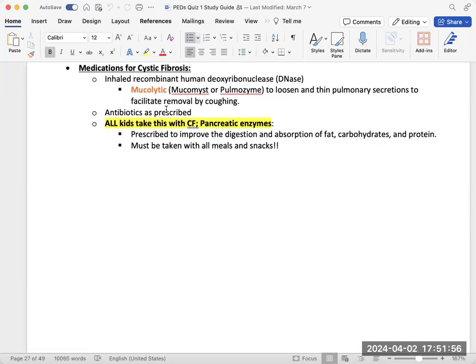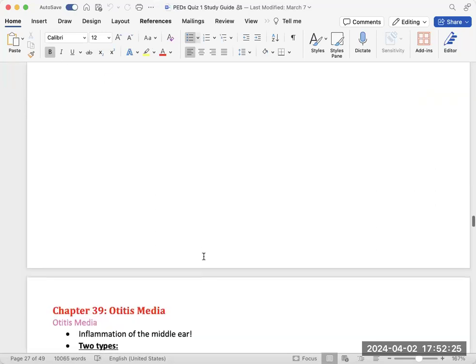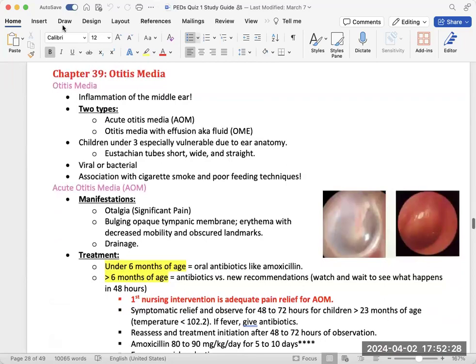And all kids with cystic fibrosis take pancreatic enzymes. Remember, pancreatic ducts are blocked, right? Because of all that mucus buildup because of the cystic fibrosis. So, they need to take pancreatic enzymes, and it helps improve digestion and absorption of fats, carbohydrates, and proteins. They have to be taken with all meals or snacks. If they do not take their pancreatic enzymes with their foods, they're not going to be able to absorb their food, and they need to. And they're going to take their pancreatic enzymes for the rest of their life. Any questions on any of that?